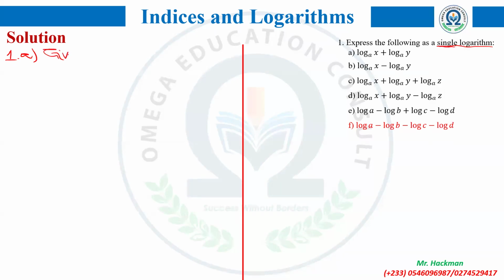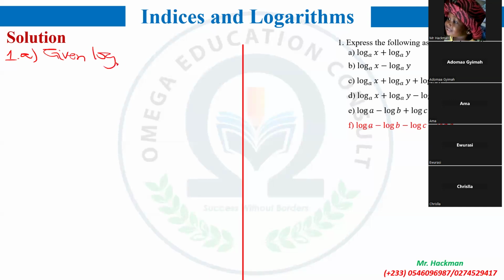What have we been given? Log to the base a of x plus log to the base a of y. Please take note: I said it in the previous video, but I'm repeating it. Anytime you are asked to write log expressions as a single log, if it is possible, then all your log terms should have the same base. Here, the base of this log term is a, and the base of this one is a. So these two log terms have the same base.